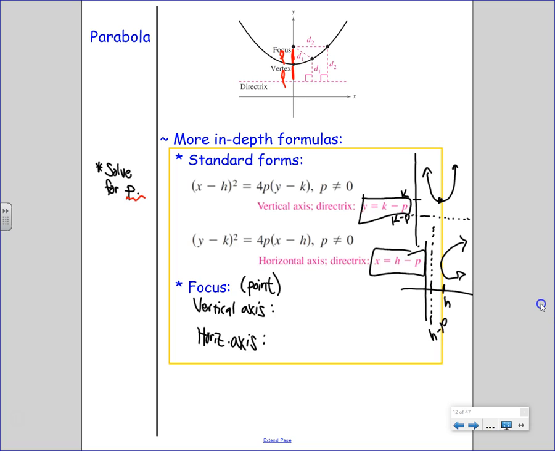So for the vertical axis, the point, instead of subtracting p from k to get to the y equals line, I'm going to add p to k to go the other direction, and I'm going to keep the same x value. I'm not changing the x, I'm just going up. So I'm going to do k plus p, and my h has remained the same. That's not changing. Or over here, instead of h subtracting p, now h is going to be adding p. And my k is going to stay the same.